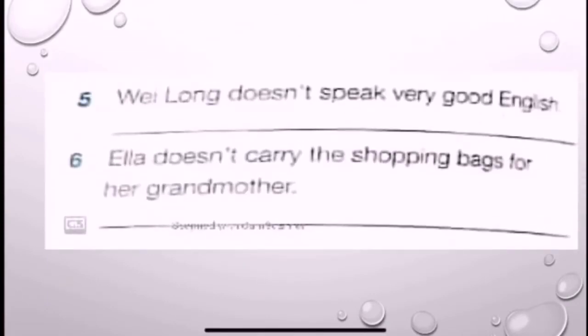Wei Long does not speak very good English. It is negative sentence. We will convert it into positive. We will exclude does not. So Wei Long speaks very good English would be the answer. Next is Ella does not carry a shopping bag for her grandmother. Ella carries the shopping bag for her grandmother. Here does not will be excluded and es will be added to carry.